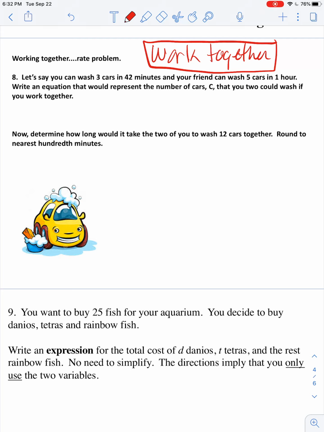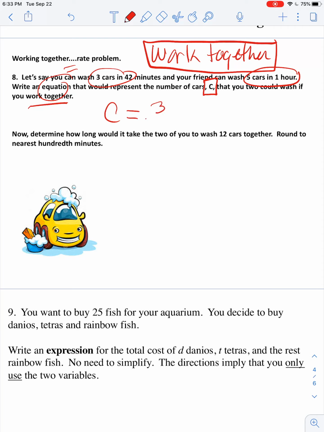In a work together problem, you're going to be given 2 people or 2 things that are going to work together, thus the name. So for example here, let's say you can wash 3 cars in 42 minutes, and your friend can wash 5 cars in 1 hour. Write an equation, so I'm going to need an equal sign, that would represent the number of cars, and I'm supposed to use a capital C, not an X, that you could wash if you work together. Okay, so let's work on that, no pun intended. So we have to end up with a C that's representing the number of cars that you are working on.